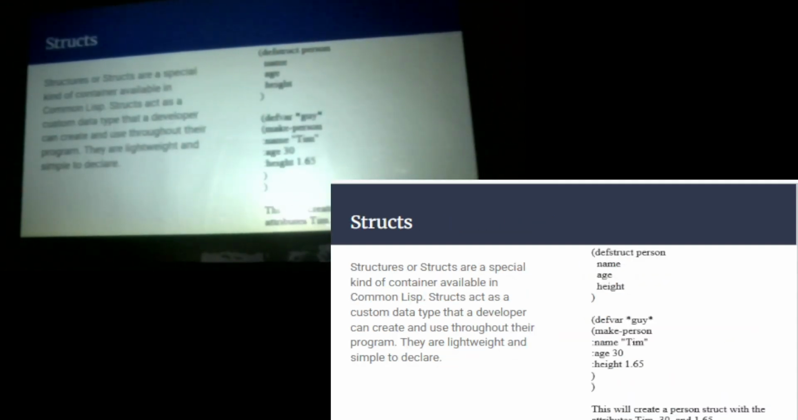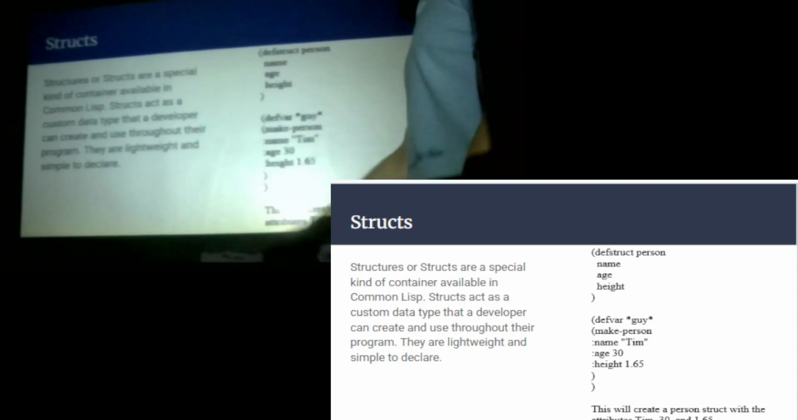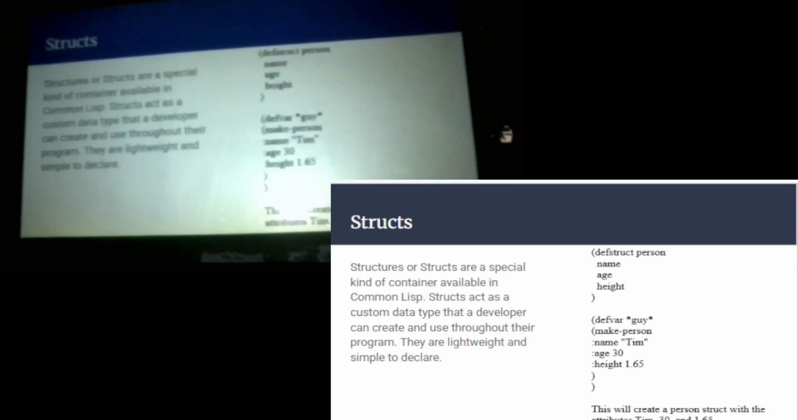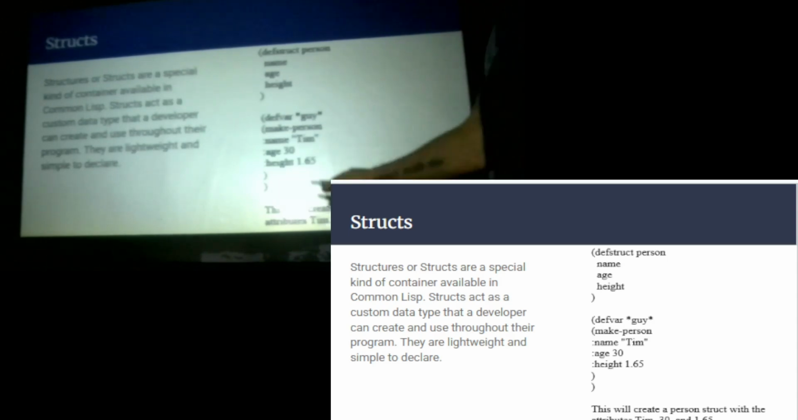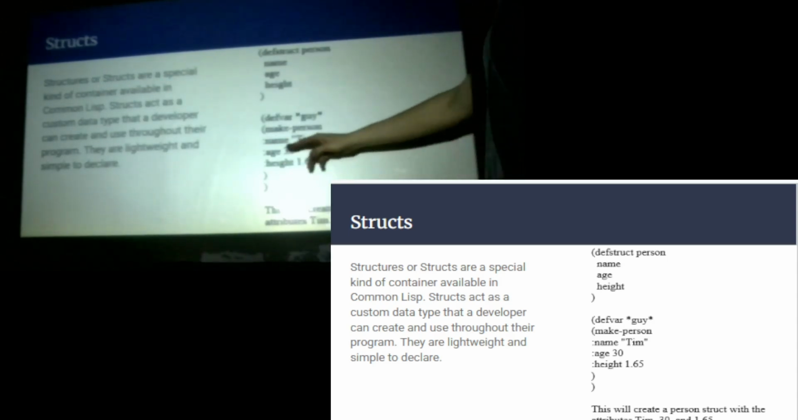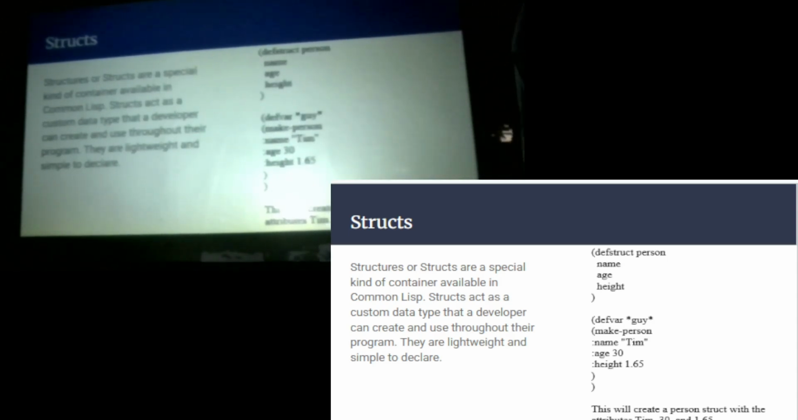Structs, aka junior objects. Structures or structs are a special kind of container available in Common Lisp. They are kind of like a custom data type. Here's an example: define struct person with the name, age, and height, and then you can define a new variable called guy and assign it a make-person, which is the function to declare a struct. It's simply make dash the name of your struct. Name Tim, age 30, height 1.65. This will create a person struct with the attributes Tim, 30, and 1.65 height.